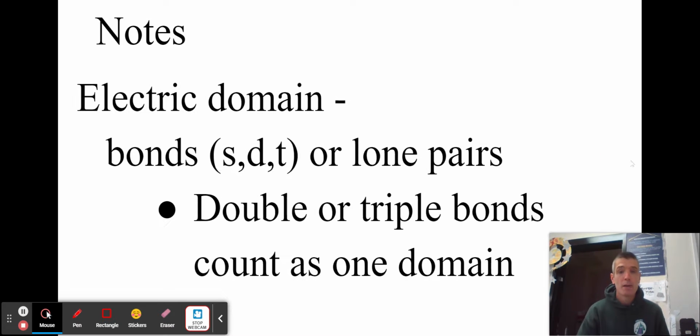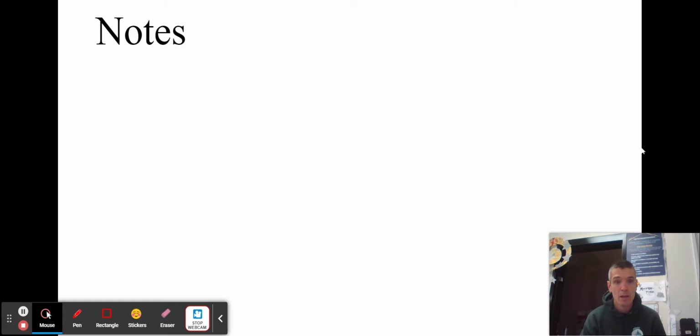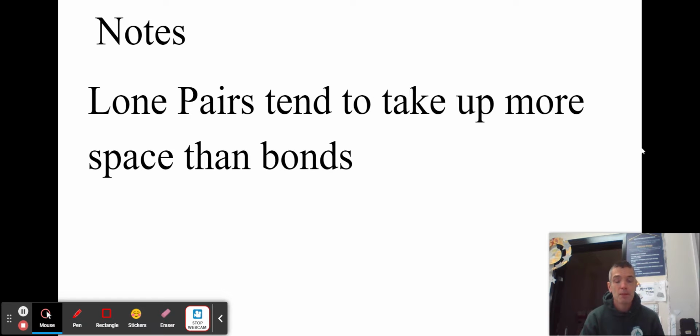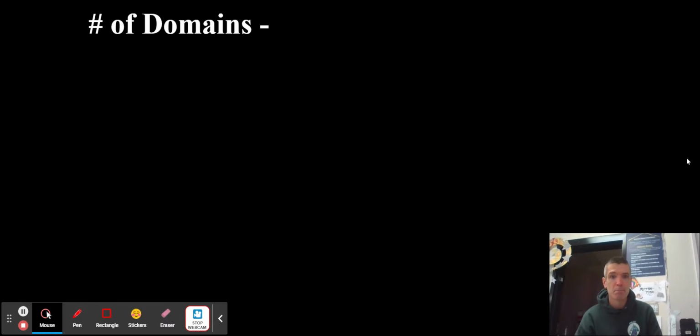Now we're going to talk a lot about electron domains, and here's what they are. This is important: single or double bonds count as one, and a lone pair counts as a domain as well. You're going to notice that some of the lone pairs will tend to take up more space and bend the other ones. So let's get right to it.